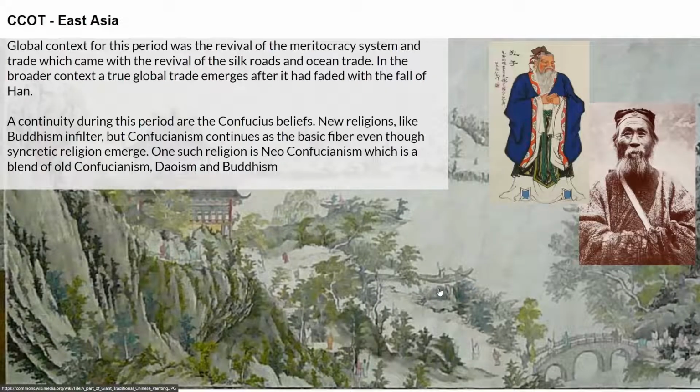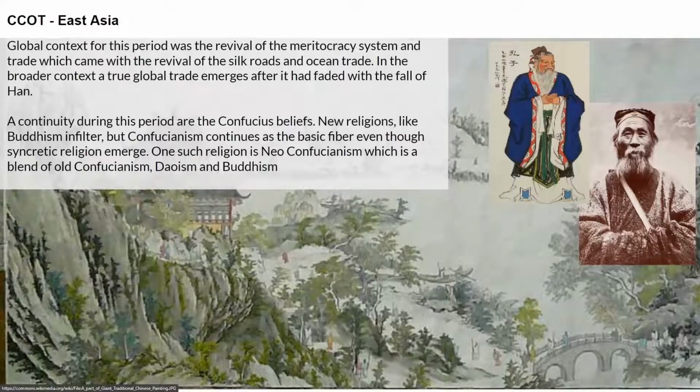The global context for East Asia for this period was the revival of a meritocracy system, I'm not sure if I said that right, and the trade which came with the revival of the Silk Roads and oceanic trade. In the broader context, a true global trade emerges after it faded with the fall of the Han, as many people were really just too scared to trade because of that disorganization.